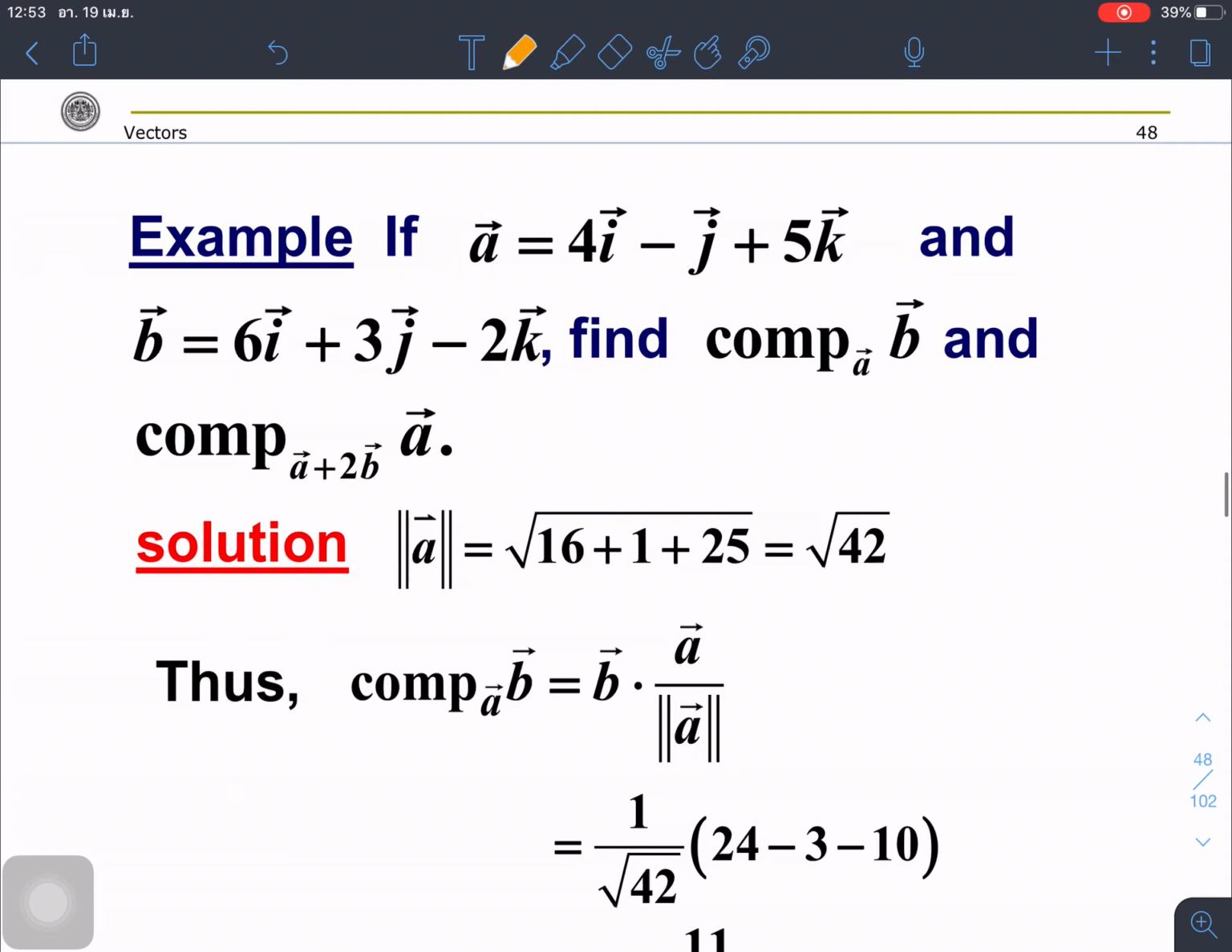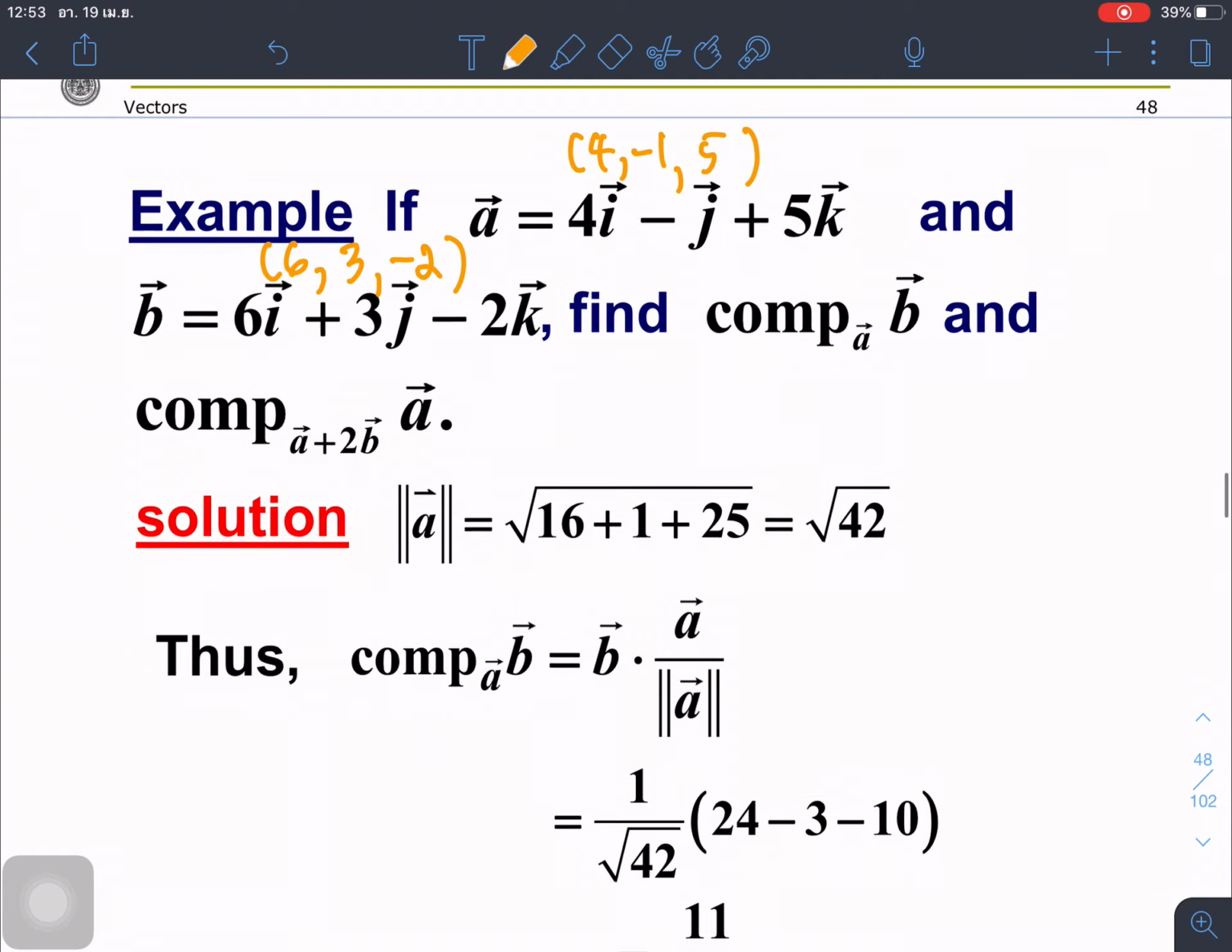Okay, now let's take a look at this example. I think it's more exciting. We have vector A and vector B given there: A is 4, -1 and 5, and B is 6, 3 and -2. You want to find the component of B in the direction of A, and then you want to find the component of vector A in the direction of vector A plus 2B.